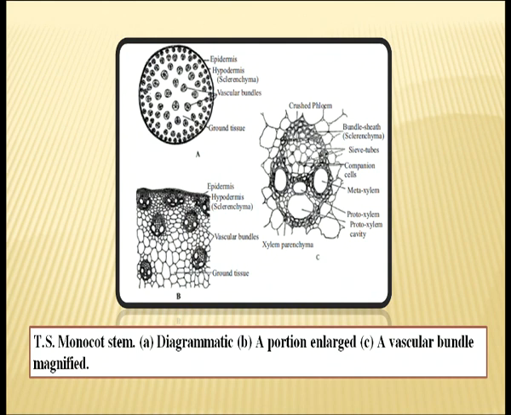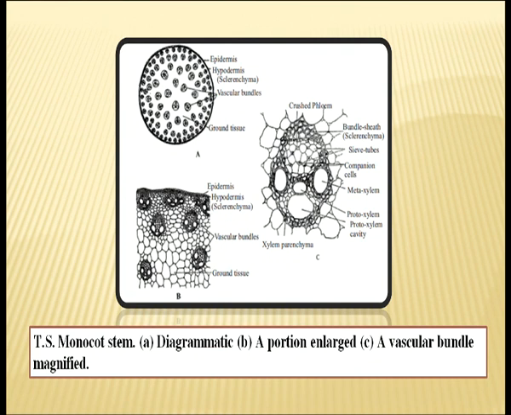which is labeled as A, it has so many vascular bundles spread in the ground tissue. If you look at figure B, you can see a bigger, magnified version of the monocot stem TS, and in this you are able to see a little of the nature of the cell wall and the kind of tissue involved.